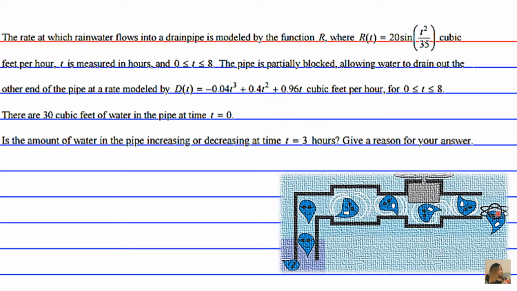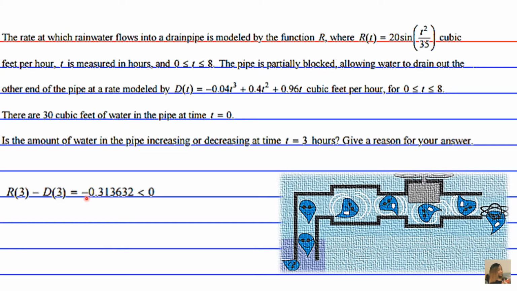D of t is negative 0.04 t to the third plus 0.4 t squared plus 0.96 t cubic feet per hour, okay? So we have to basically calculate r of t minus d of t. And you're expected to calculate this using your calculator, certainly for the AP exam, that is. And even for an in-class exam, all you would do is plug in a 3 wherever you see a t. So that represents 3 hours. Plug in 3 here, plug in 3 here, plug in 3 there, and then you would get a negative answer, okay?